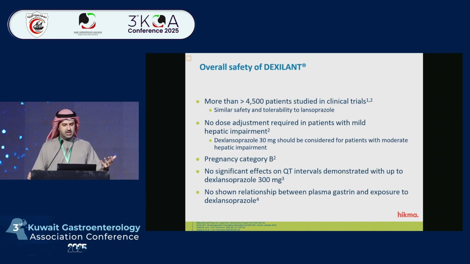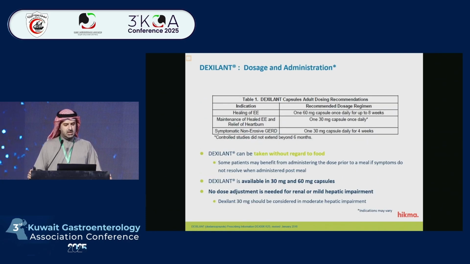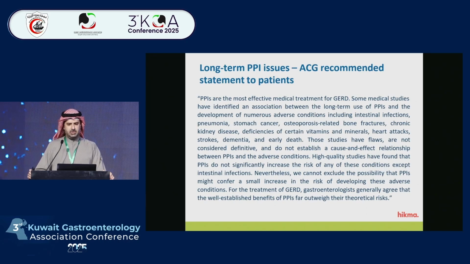So the safety: it's been tested in over 5,000 patients in clinical trials, and there were no safety signals there. It's pregnancy category B, with no effect on QT intervals as well. The label, remember, is for healing of erosive esophagitis, as well as maintenance of healed erosive esophagitis, as well as symptomatic non-erosive GERD. It comes in 30 and 60 milligram capsules. You can take it without regard to food. No real dose adjustment is needed for renal or mild hepatic impairment.